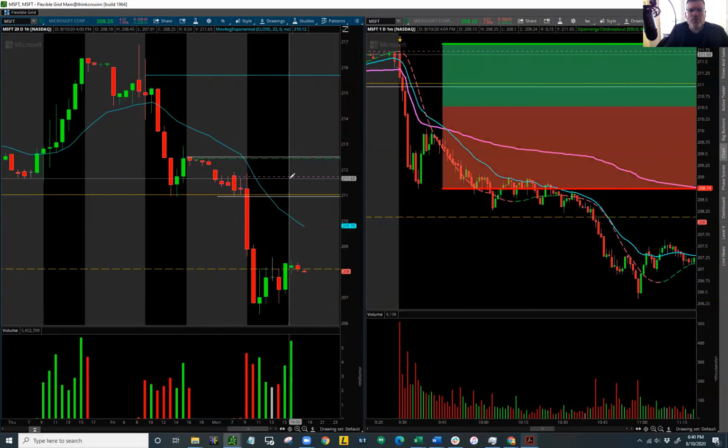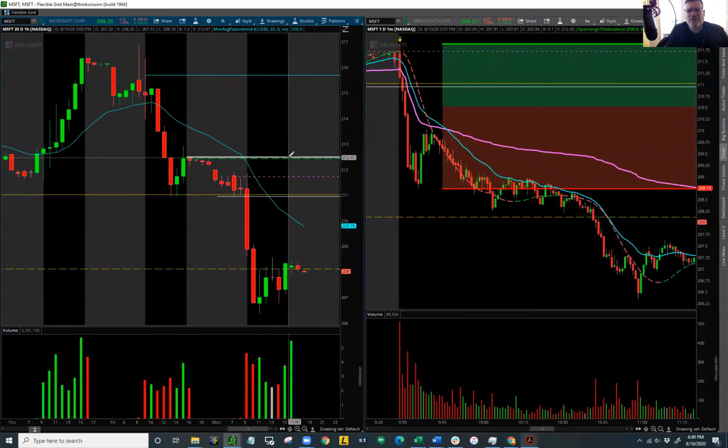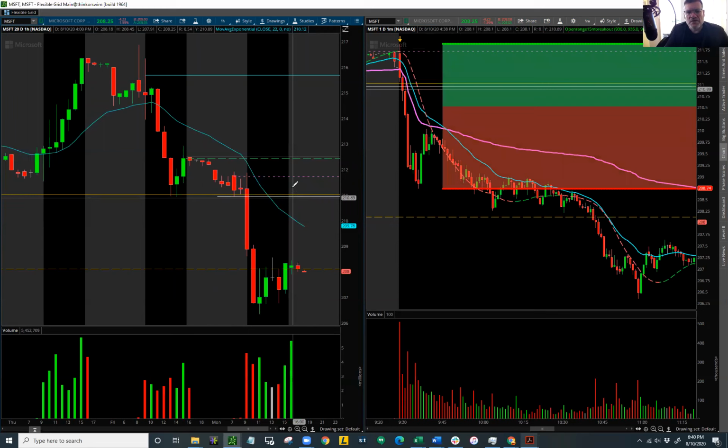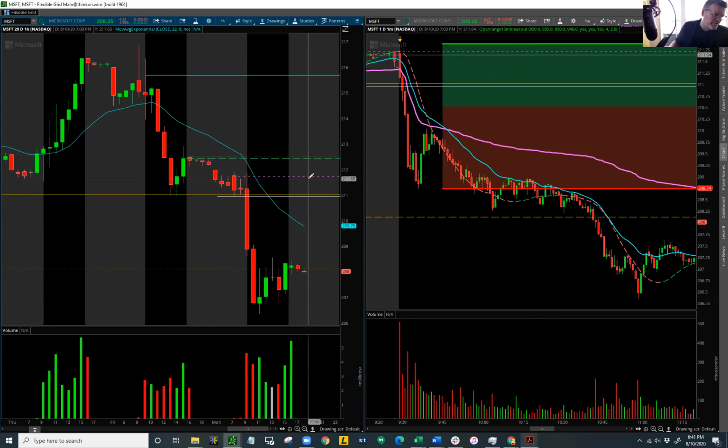And then you want to have the point of control. Typically the point of control is the halfway point between the pre-market high and the pre-market low. I use that as a purple, smaller dotted line. If the stock is above the point of control, the bulls are considered in charge. If it's below the point of control, then the bears are considered in charge.